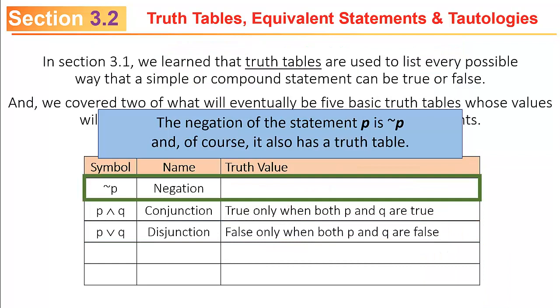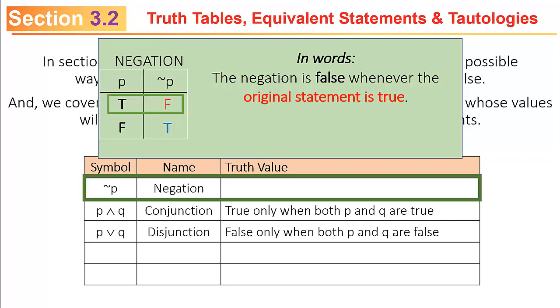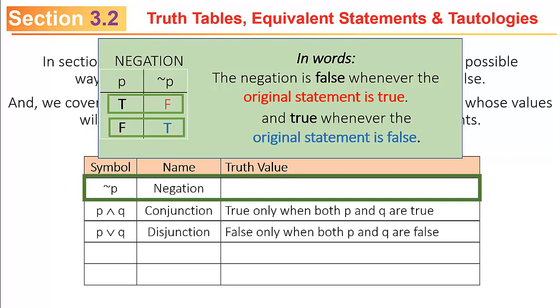We're going to add a third one now called the negation. The negation of a statement P is tilde P, or it's just a squiggle, tilde P, and of course it has a truth table as well, and it simply changes the truth value to its opposite. The negation is false whenever the original statement is true, and is true whenever the original statement is false. So our little memory aid for a negation is: true becomes false and false becomes true.